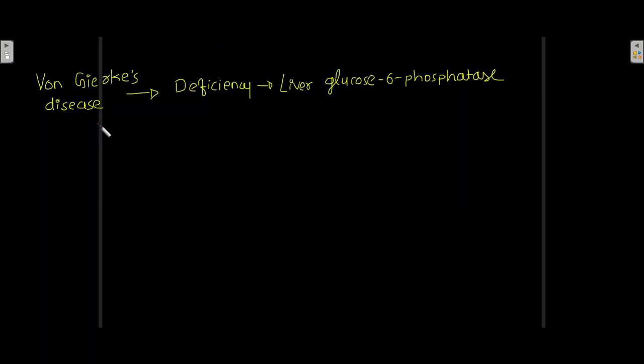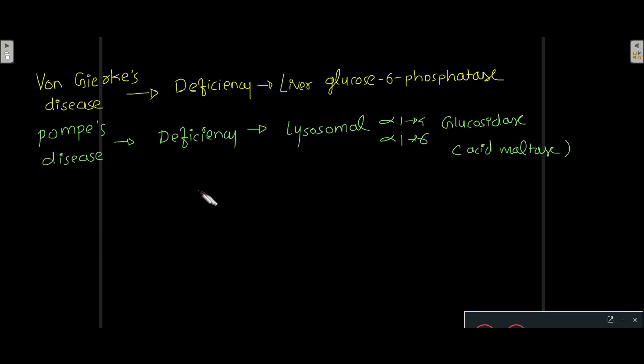For example, there is von Gierke's disease, which is a glycogen storage disease caused by the deficiency of liver glucose 6-phosphatase. So there is a deficiency of glucose 6-phosphatase in the liver, and that causes von Gierke's disease. Pompe's disease is another glycogen storage disease, caused by the deficiency of lysosomal alpha-1,4 and alpha-1,6 glucosidase enzyme, that is acid maltase. So there is a deficiency of this enzyme which results in this disease.